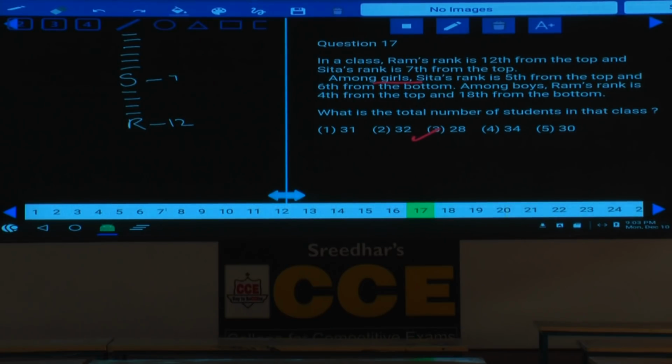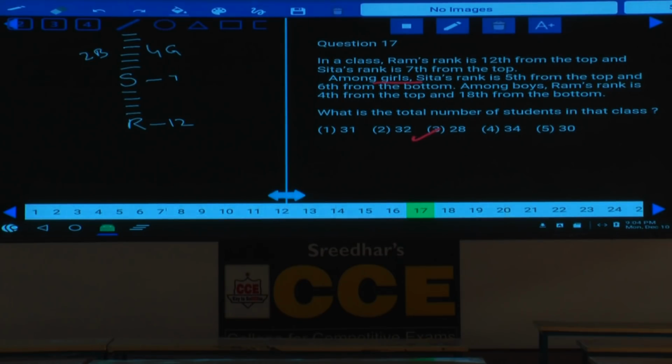Now Sita is 7th. Now before this Sita, how many persons are there? 6 persons. Among those 6 persons, tell me how many boys are there and how many girls are there? 4 girls and 2 boys. Why 4 girls and 2 boys? Because these 6 persons, 4 plus 2, 6. Then only 4 girls and Sita will be the 5th girl. Among the girls, Sita is the 5th from the top and 6th from the bottom. And 6th from the bottom means from behind, there are only 5 girls behind this Sita. Behind this Sita, how many girls are there?